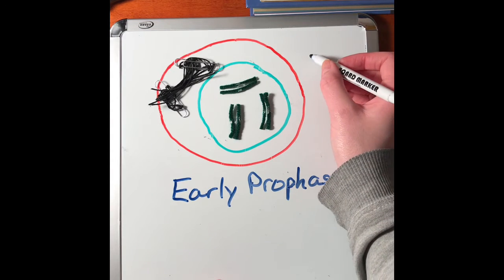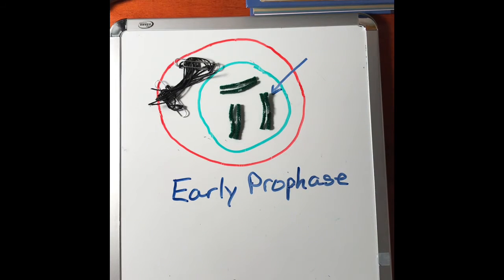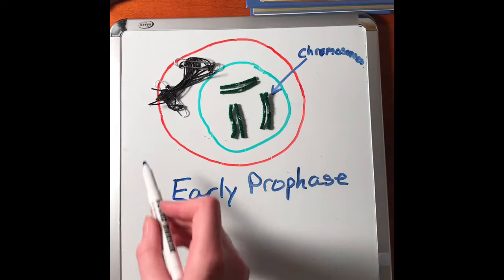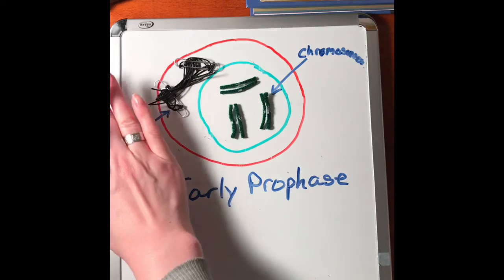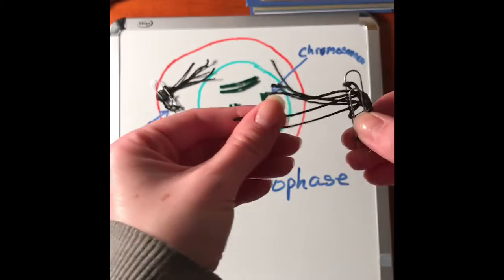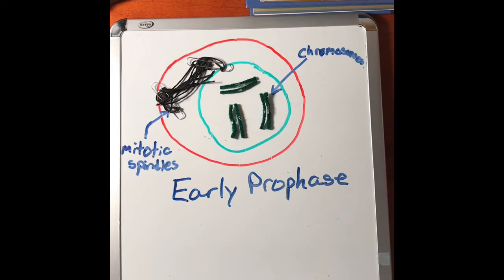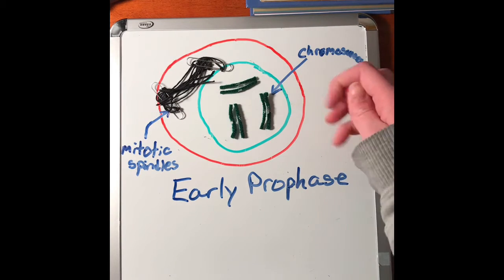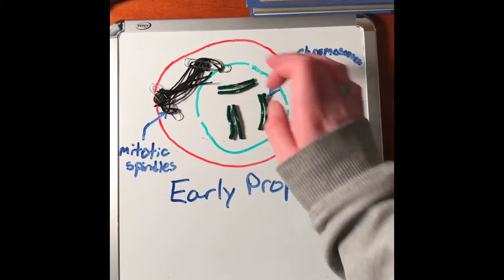In the first part of prophase, early prophase, many things happen. First, the chromatids start to condense, which makes them easier to pull apart. Second, the mitotic spindles begin to form between the centrosomes as they move apart. The spindle is made of strong fibers called microtubules. Lastly, the nucleolus, where ribosomes are made, disappears and the nuclear envelope starts to break down.